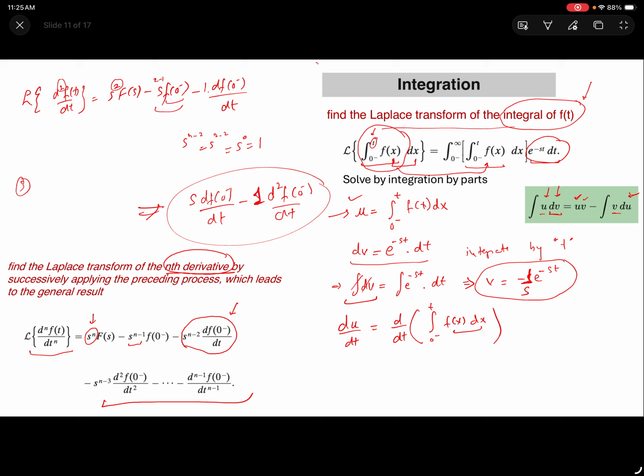Again, this f of x dx was originally f of t, but due to the changing of the limit of integration, since our limit of integration has a variable t, we end up changing the variable of integration to x. So over here we can see that if you take a derivative of this integral, it should just come out to be the function itself.